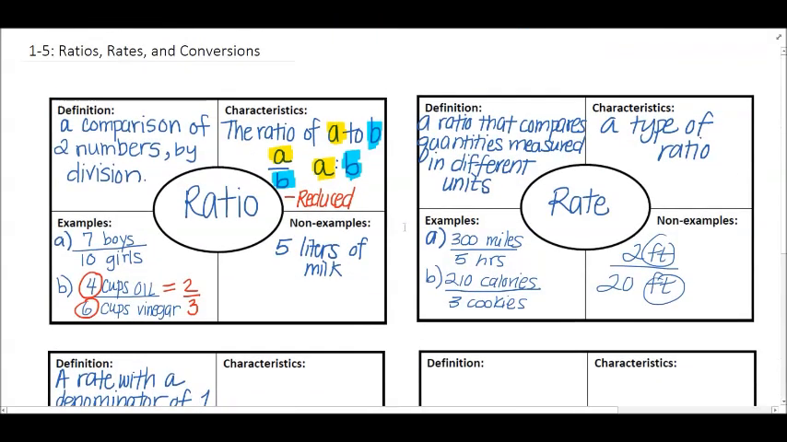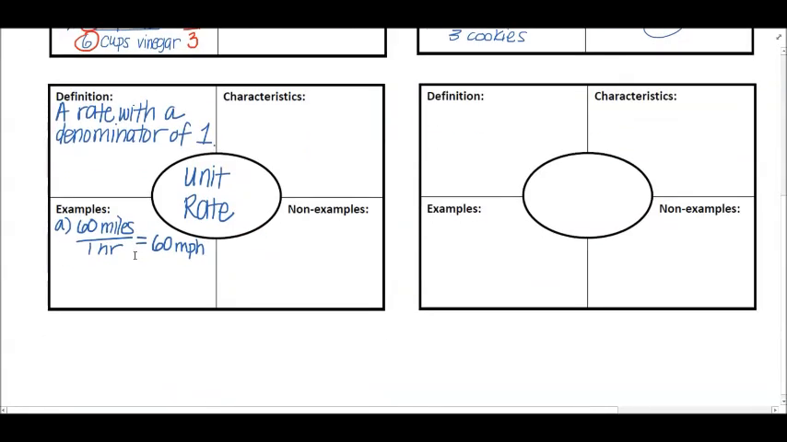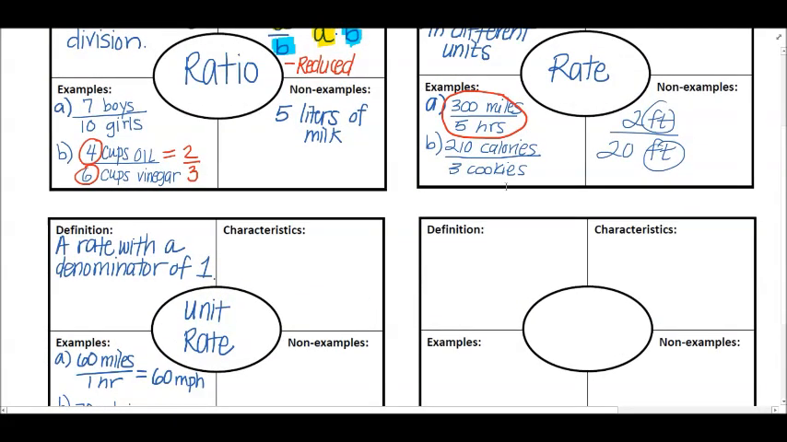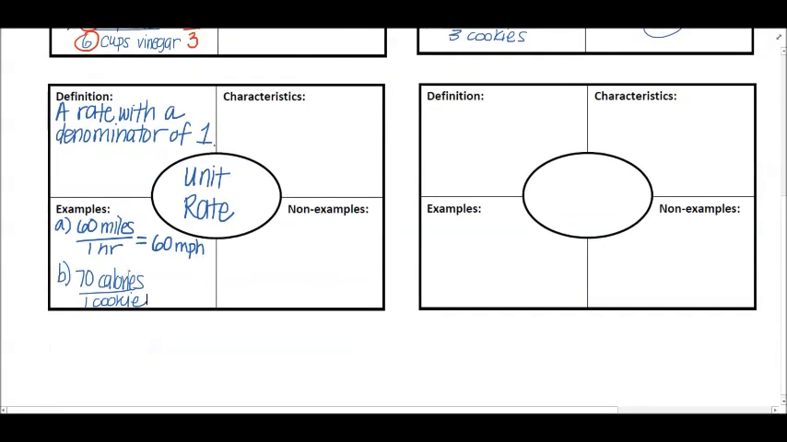So this is actually a reduction of this example that we had right here, which was 300 miles in 5 hours. Normally we wouldn't talk about how many miles we go in 5 hours. We want to talk about how many miles we're going in 1 hour. And so then reducing that, we get the unit rate. And so similar to that, we could take the second example about calories and cookies. If the calories in 3 cookies is 210 calories, then we can reduce that to say that there are 70 calories per one cookie.